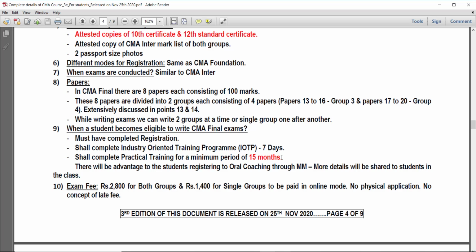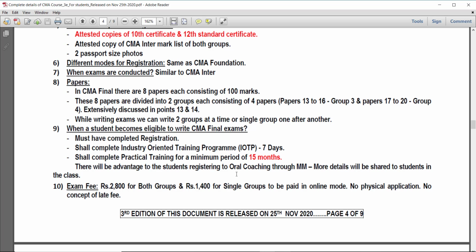But in order to attempt your CMA final and to be recognized as a qualified CMA, you have to complete 15 months of practical training. That is mandatory. Again, I am repeating. In order to go for service or employment, you need not require any membership. So there is no mandatory requirement for completing 36 months of practical training, but you have to note that you have to complete 15 months of practical training to attempt your CMA final. Only when you attempt your CMA final will you be able to pass it, right? So there is a mandatory requirement for completing 15 months of practical training if you want to go for employment.